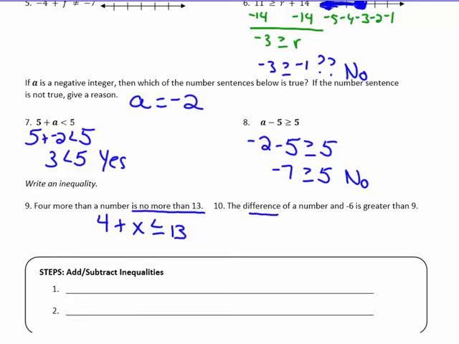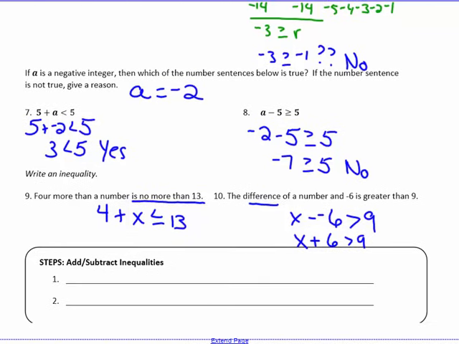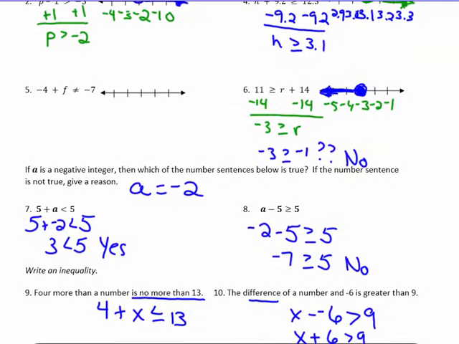The difference, which means to subtract, of a number and negative 6 is greater than 9. You could also rewrite this as x plus 6 because you could do lead, change, flip, either one. All right, steps for adding and subtracting inequalities. So you cancel your constant. And then we're going to graph. Pretty easy, I hope. So pause it and then come back and check your answer for number 5.